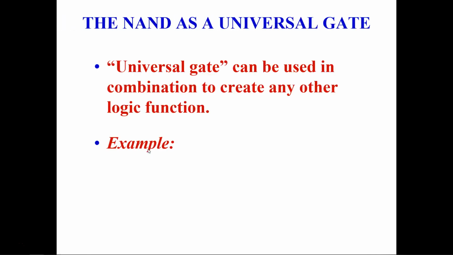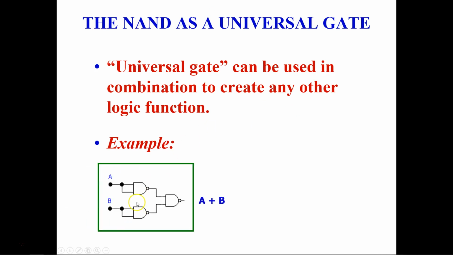So next is the NAND as a universal gate. The universal gate can be used in combination to create any other logic functions, and NAND is your universal gate. So for example, you see these NAND gates are used in this particular example. So you can see that A is the input going in here, and the same is the input going in here.